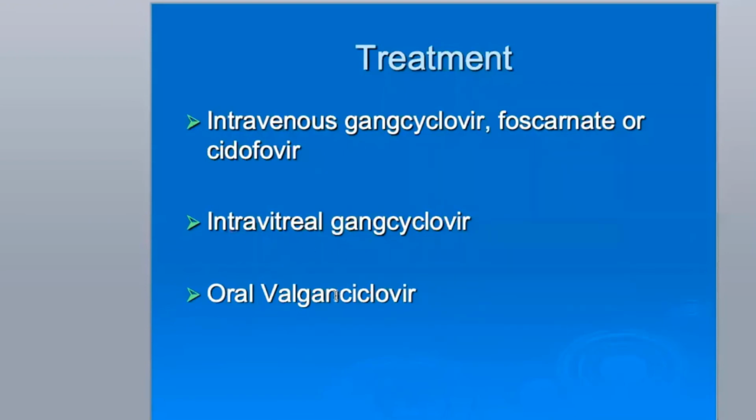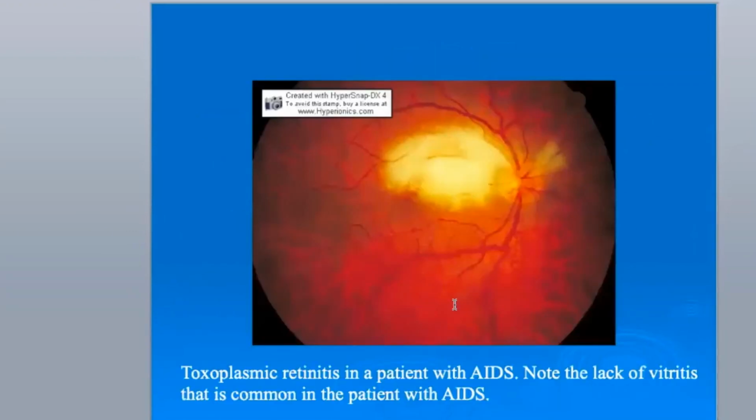Now, sometimes if the patient has a bit of money, then we can use another oral preparation of ganciclovir, which is valganciclovir. Good penetration into the eye. The issue is it's a bit more expensive. This can also be used in the acute treatment of CMV retinitis.